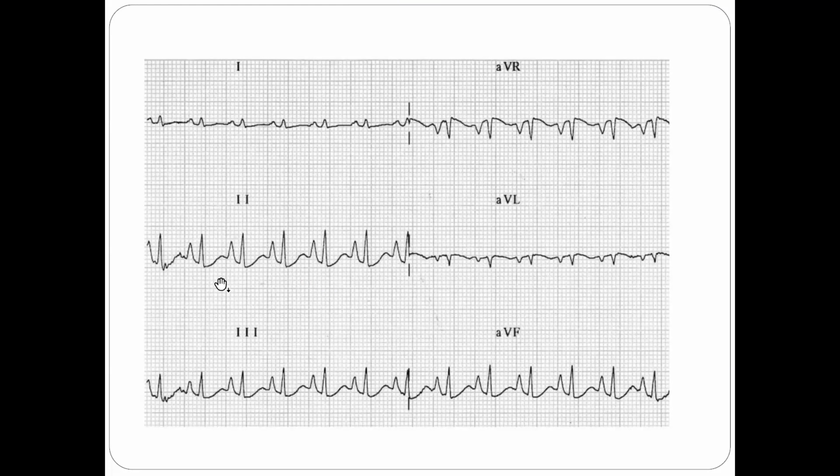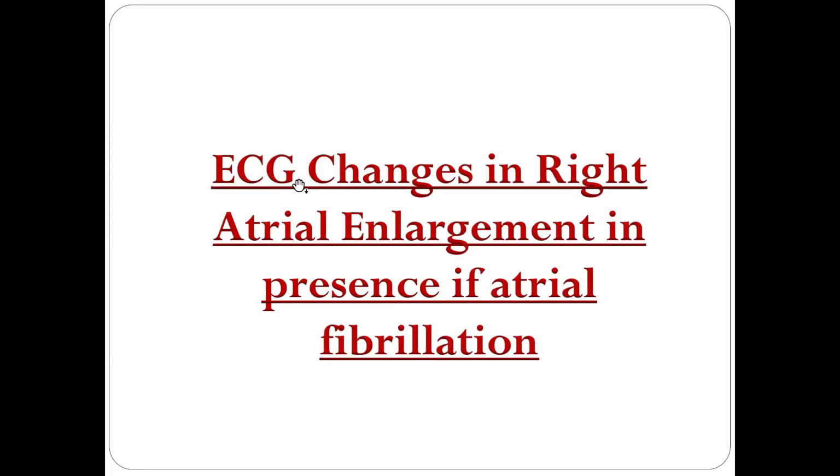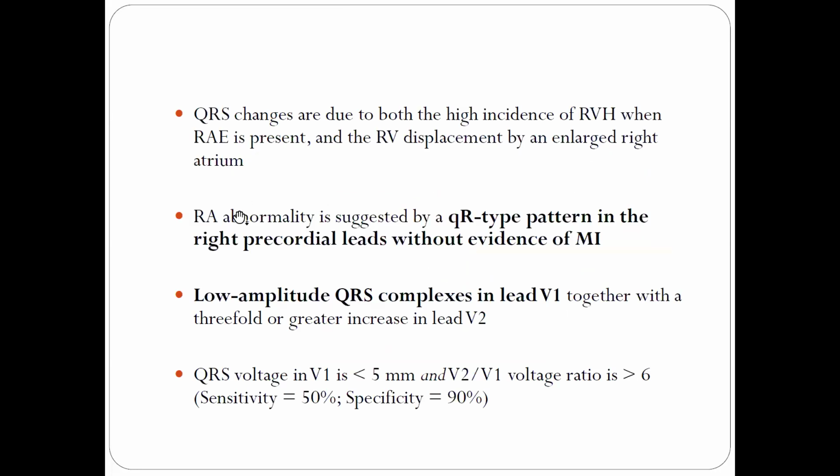There are sometimes conditions like atrial fibrillation where these P waves are absent. So how do you say in that patient whether atrial enlargement is present or not based on ECG? We'll be studying that in the session called ECG changes in right atrial enlargement in presence of atrial fibrillation.